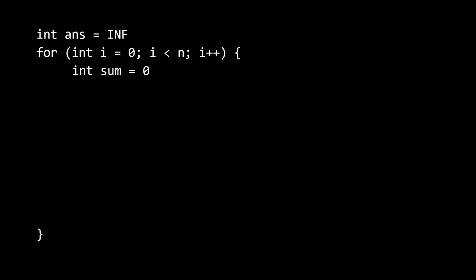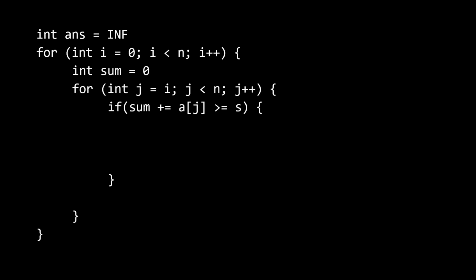Then for each pointer, for each element, I'm going to store a sum variable that starts at 0. And I'm going to create another for loop within that for loop that starts at i. So it'll start at i and then work its way to the end of the array. And we're going to have a base condition. We're going to say if the sum plus aj, oh sorry, that should be plus, not plus equals. But if the sum plus aj is greater than or equal to s, that means we can stop there.